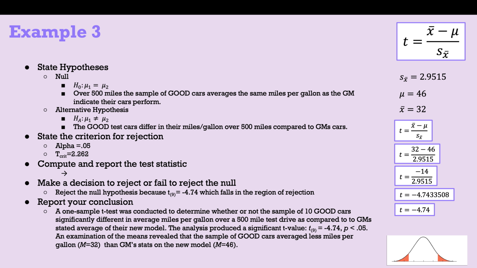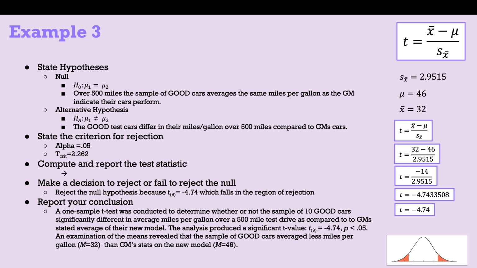And we're going to report our conclusion. Okay, so the first thing we want to do is what test did we run? A one sample t-test was conducted. We want to tell our reader what we were trying to find: to determine whether or not the sample of 10 good cars significantly differs in average miles per gallon over a 500-mile test drive as compared to GM's stated average of their new models.